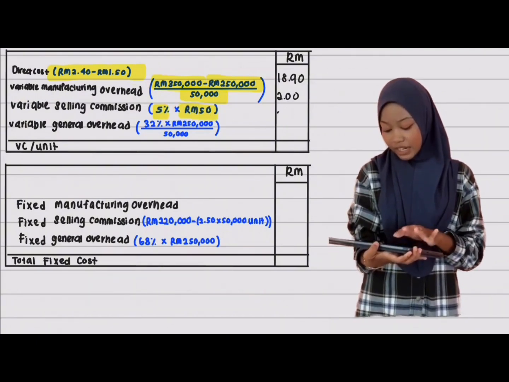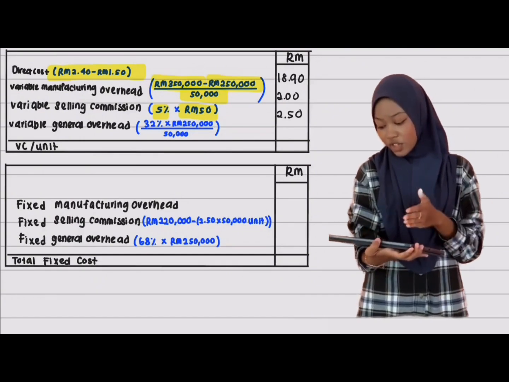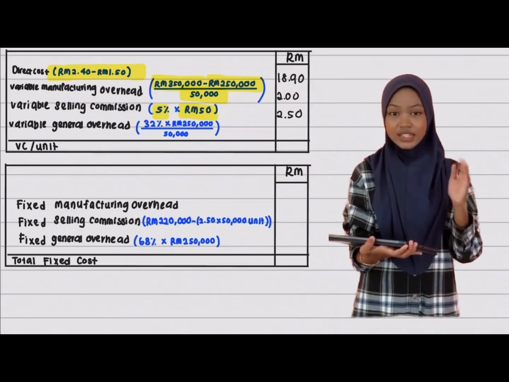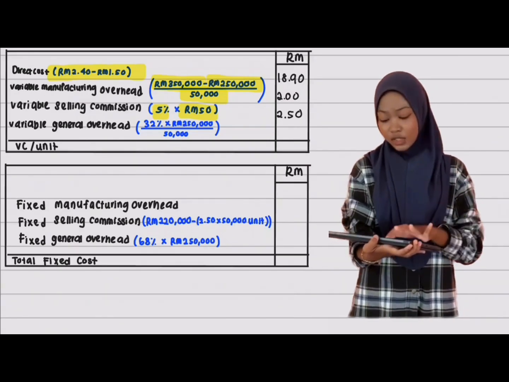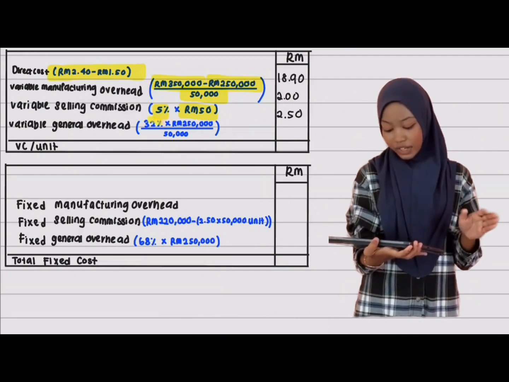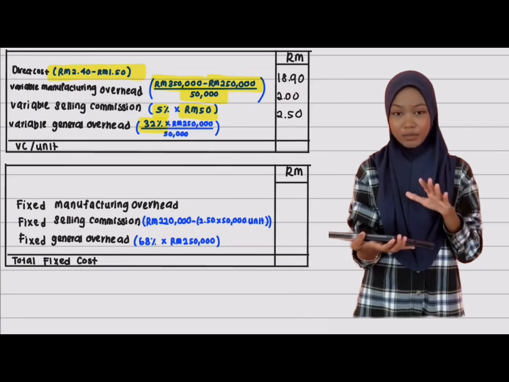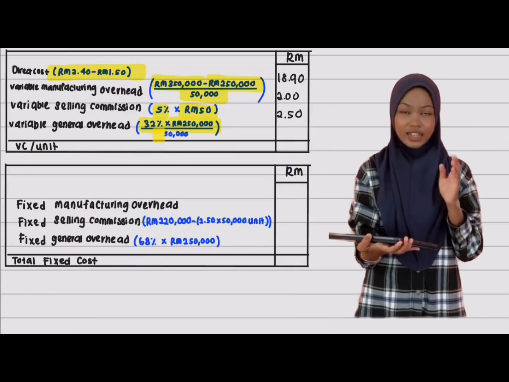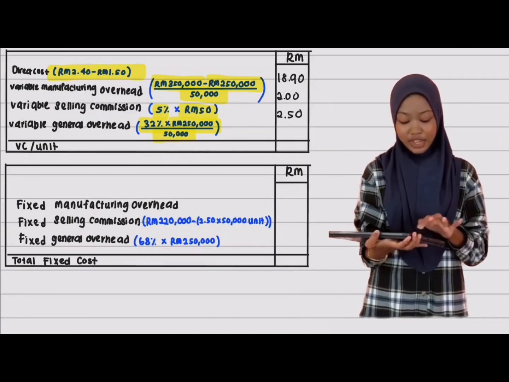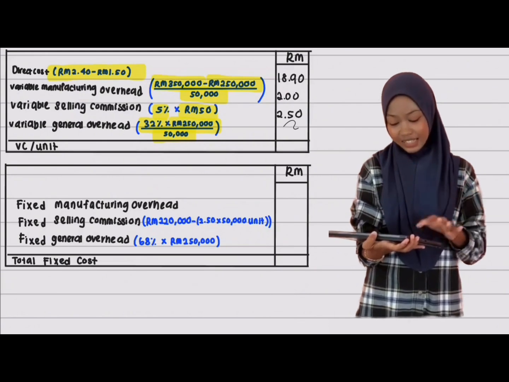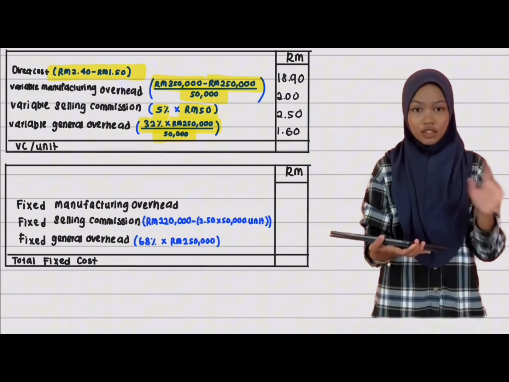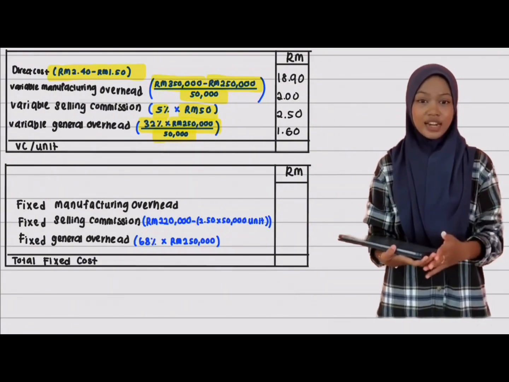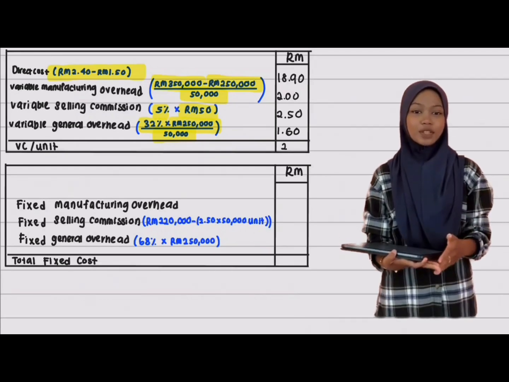Fourth, variable general overhead. Looking at the question, general overhead is 250,000, whereas 32% is variable cost. So we can get variable general overhead by 32% times 250,000 divided by 50,000 units of production, and you will get 1 ringgit and 60 cents. So when you add all the 4 items of variable component, you will get variable cost per unit, which is RM25. That settles the variable cost per unit.